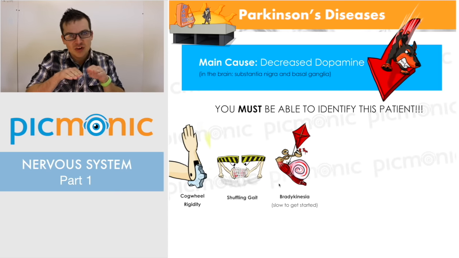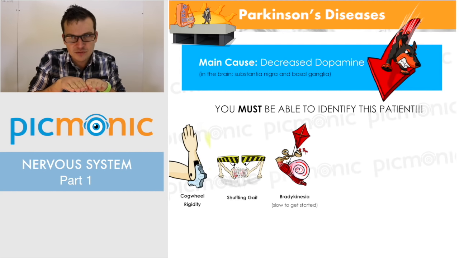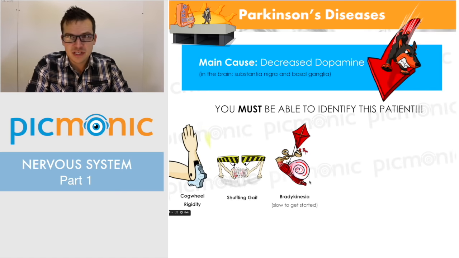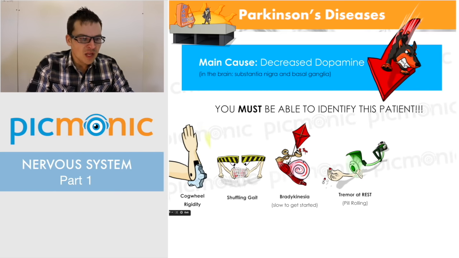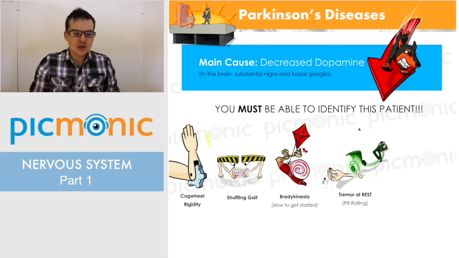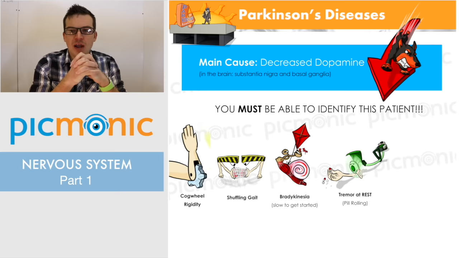But even once they get started, they're like shuffle, shuffle, shuffle. They don't go anywhere very fast, usually, especially in later stages of the disease. Another classic sign and symptom is this tremor at rest. So what does that really mean? Well, that means they're not moving at all right now, and then they end up with a tremor.